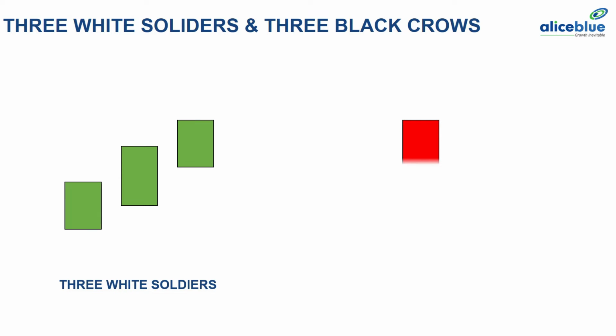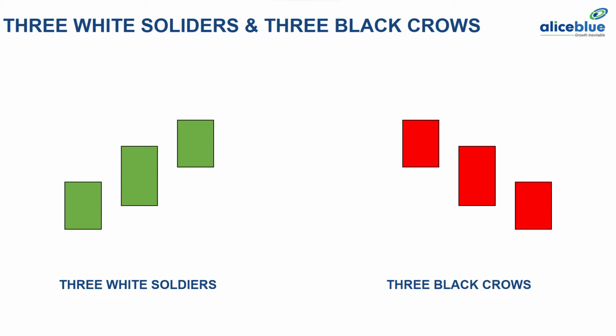And the second one is the three black crows candlestick pattern. This pattern occurs after an uptrend and is considered a bearish reversal pattern. It consists of three consecutive long bearish candles, with each candle closing lower than the previous one. The opening prices of these candles are generally within the body of the previous candle. It suggests a shift in market sentiment from bullish to bearish.